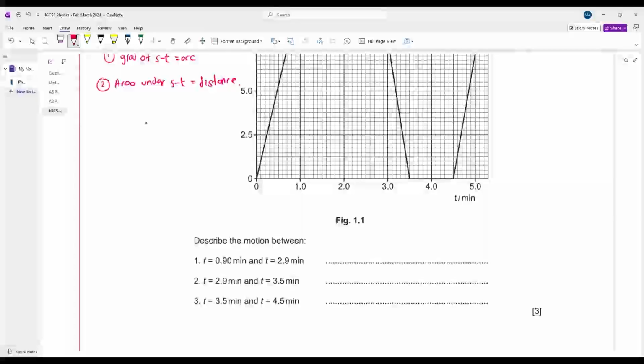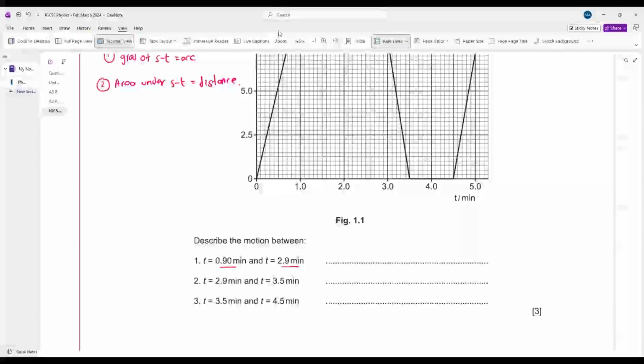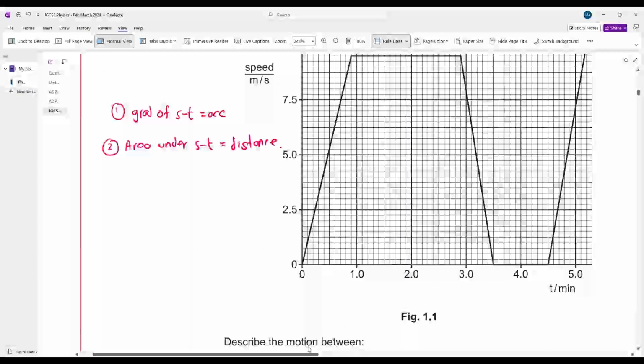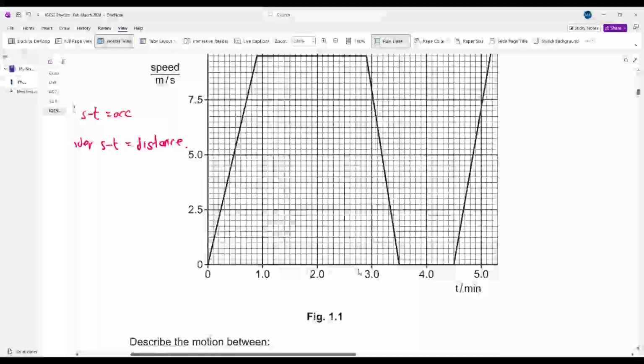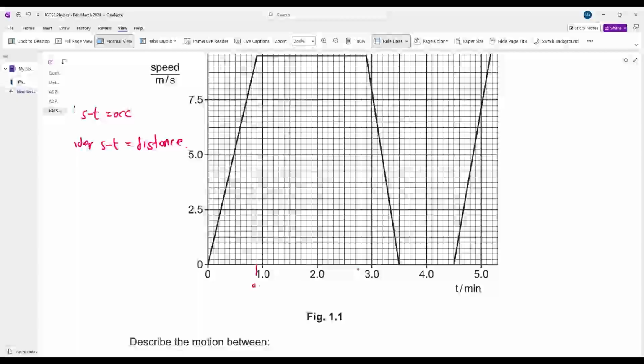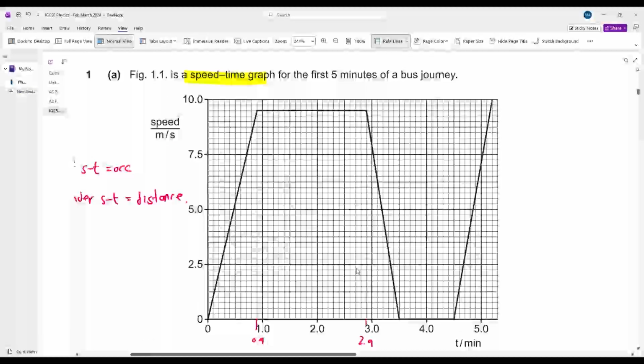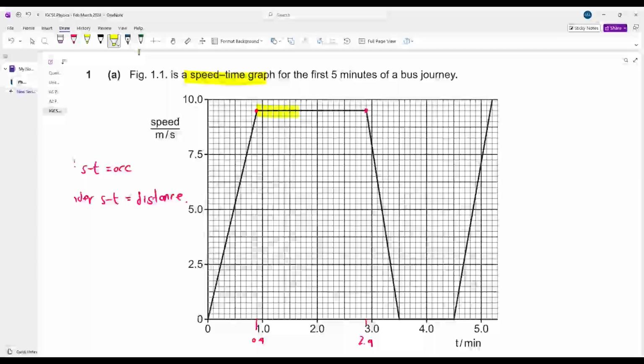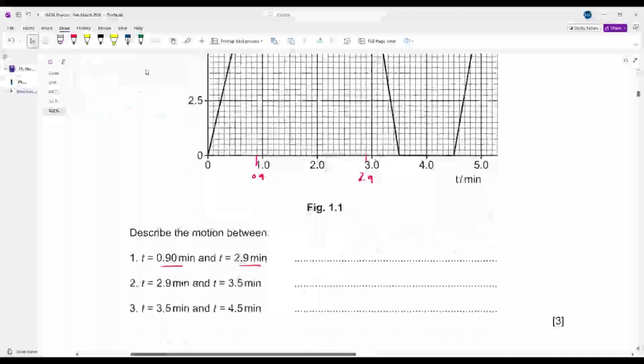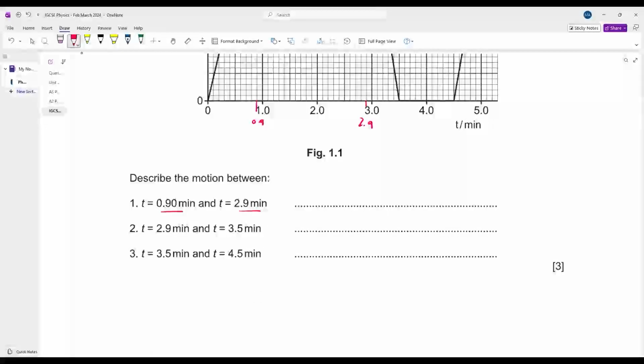Describe the motion between time t is equal to 0.9 minutes till time t is equal to 2.9 minutes. बेटा 0.9 से 2.9 मिनट्स के दरमियान आपका मोशन किस तरह हो रहा है. If you realize this is your 0.9 minutes, what is your 2.9 minutes, somewhere here. So basically from this point till this point. Can you realize from 0.9 minutes till 2.9 minutes you have a constant speed? Yes, you can write this. 0.9 से 2.9 तक you have a constant speed.